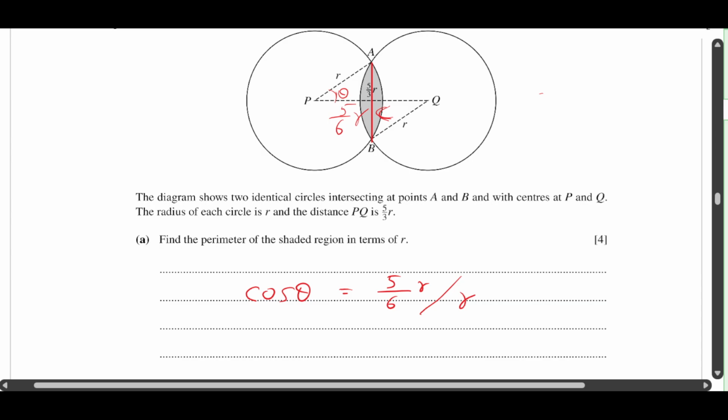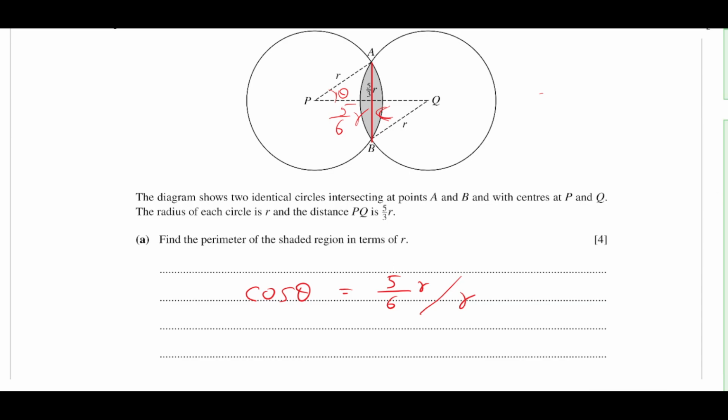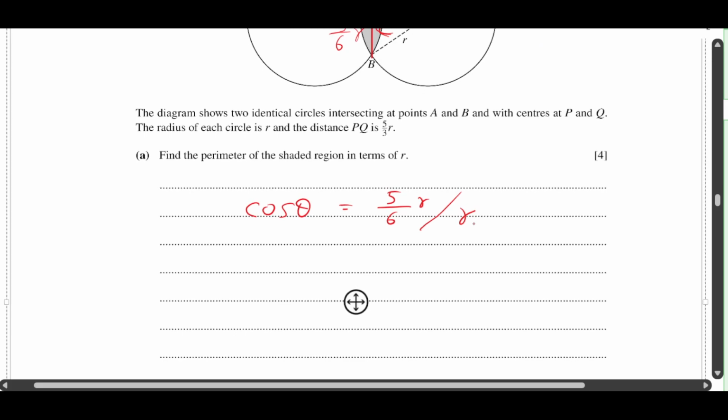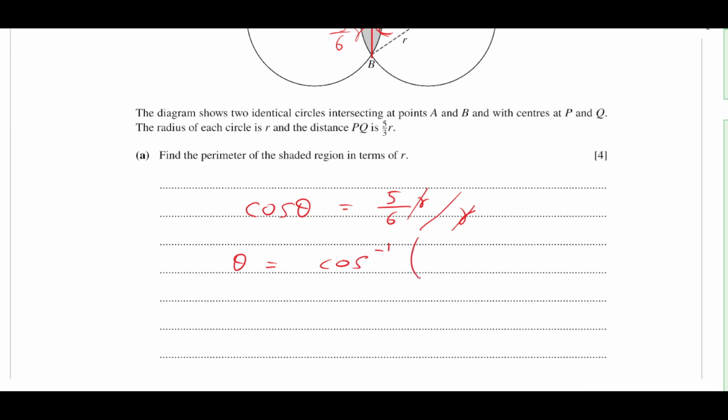Now I have to find the perimeter. So arc length is what? Arc length is R theta. Now this is cos theta, so the R and R will cancel. And I have this theta is equal to cos inverse of 5 divided by 6.